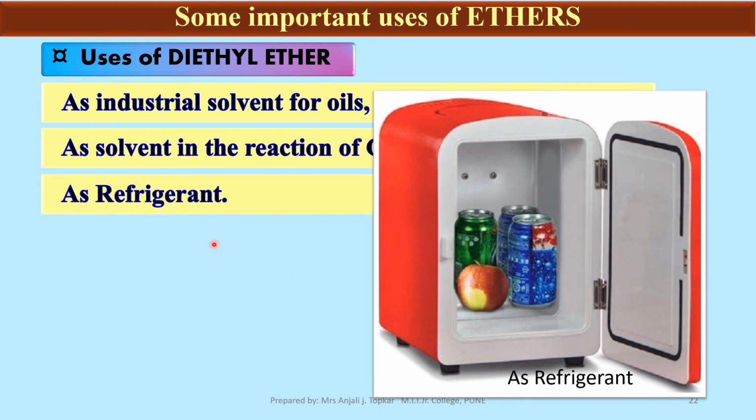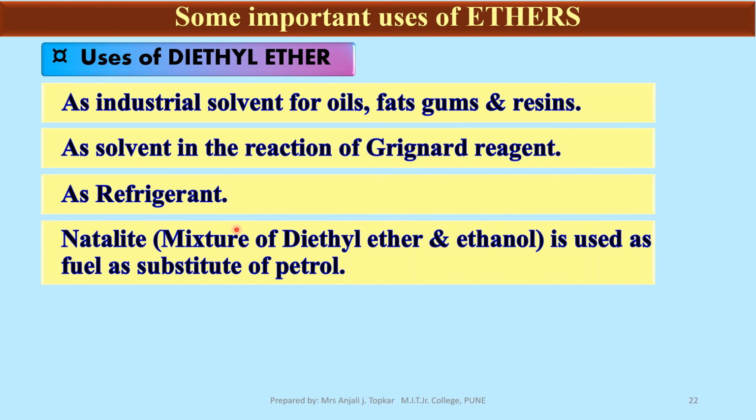Diethyl ether is used as the refrigerant. Natalite, that is mixture of diethyl ether and ethanol, is used as a fuel as the substitute of petrol.